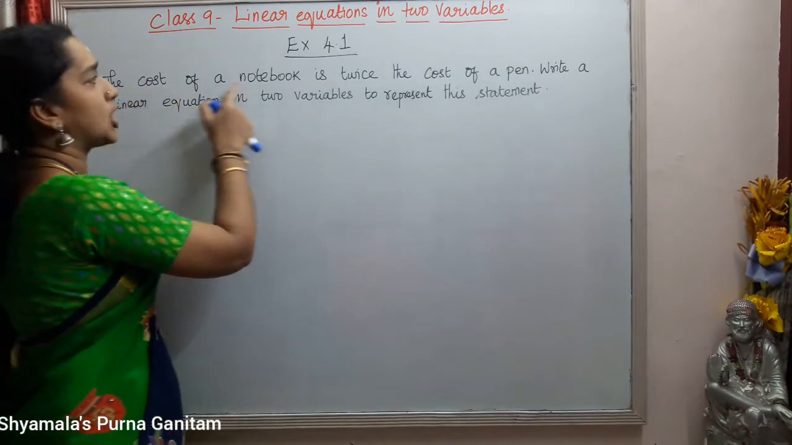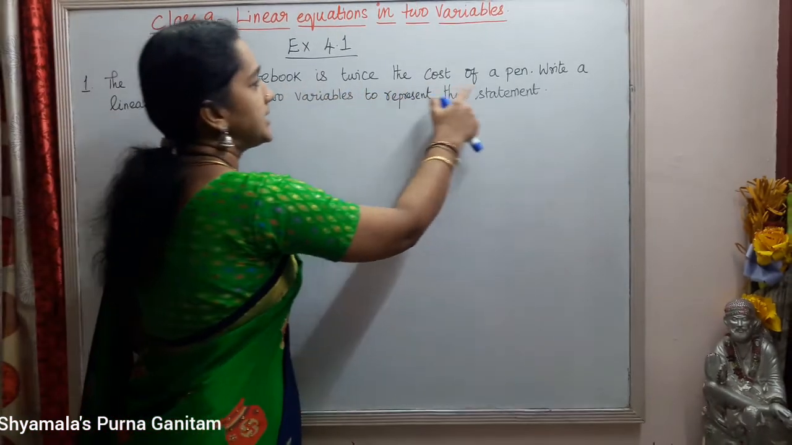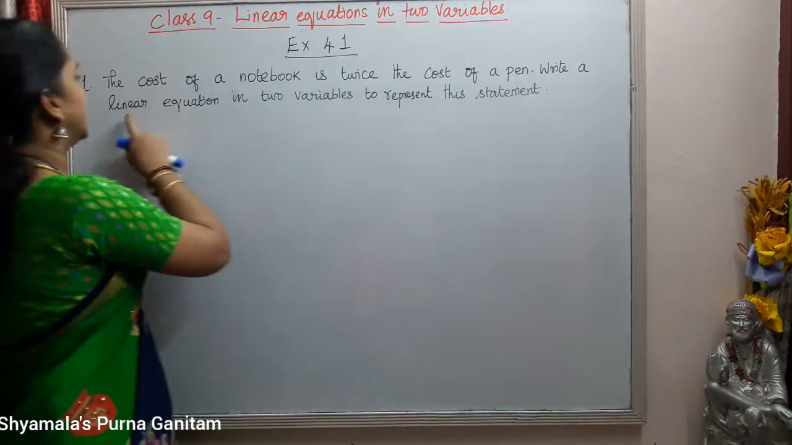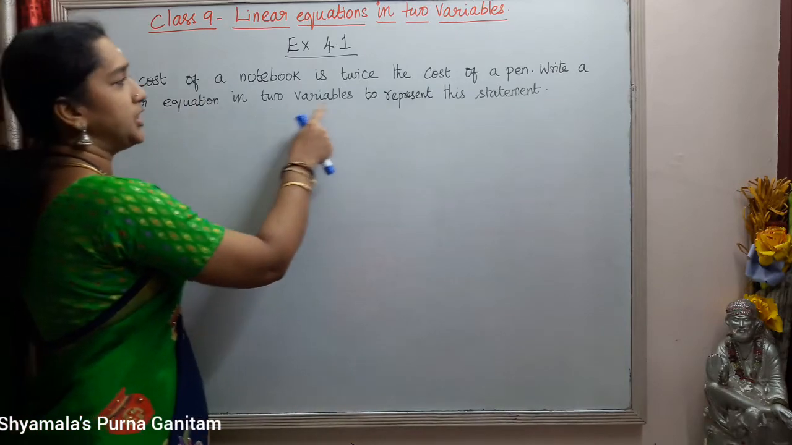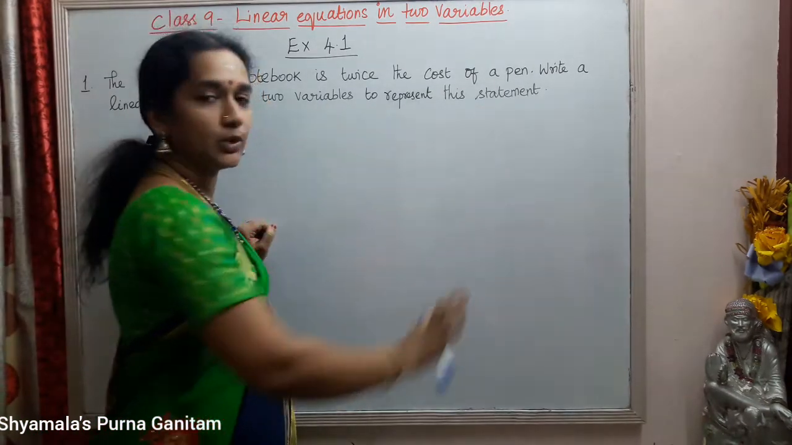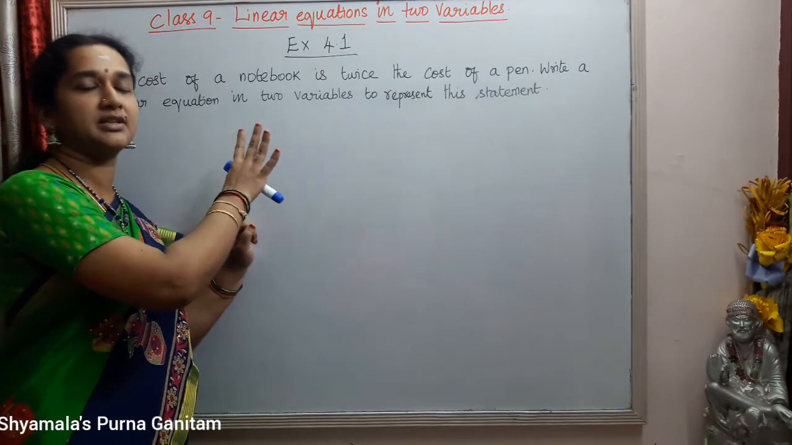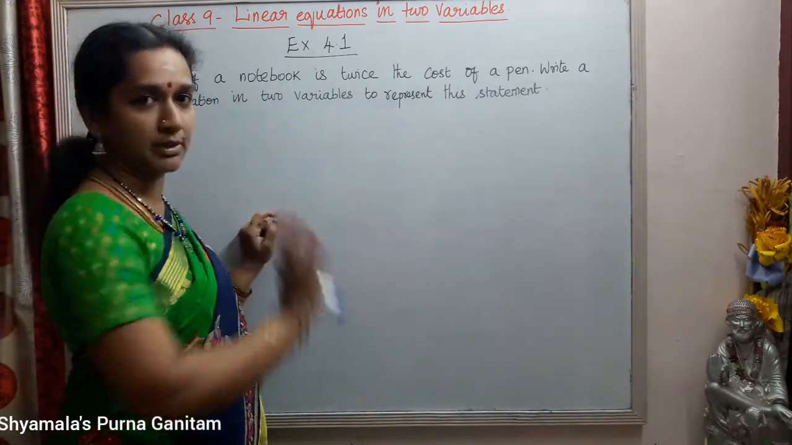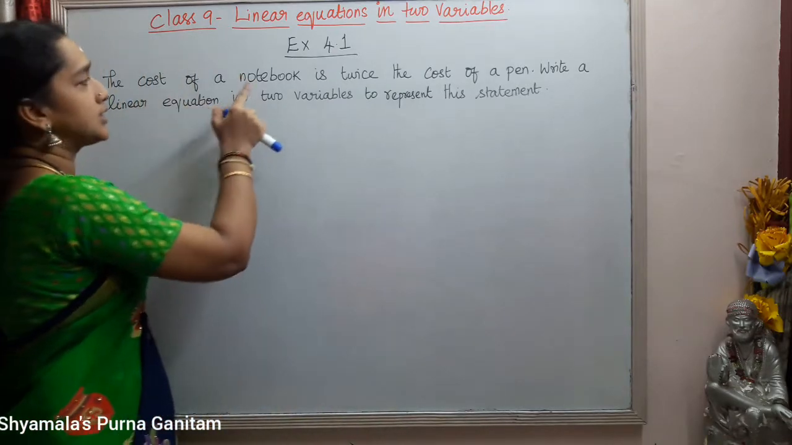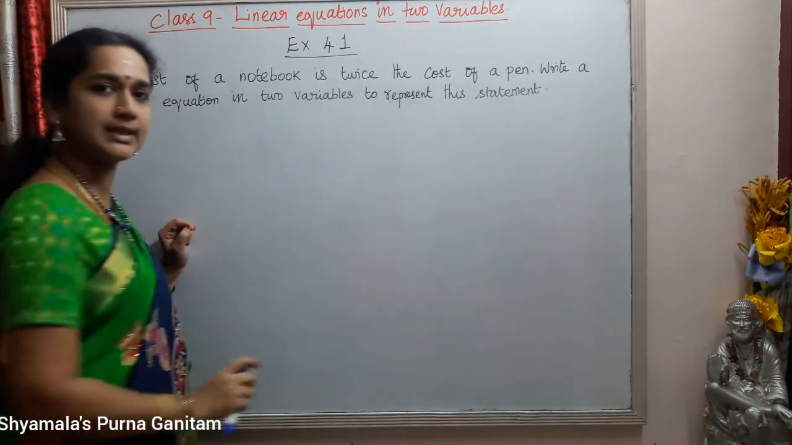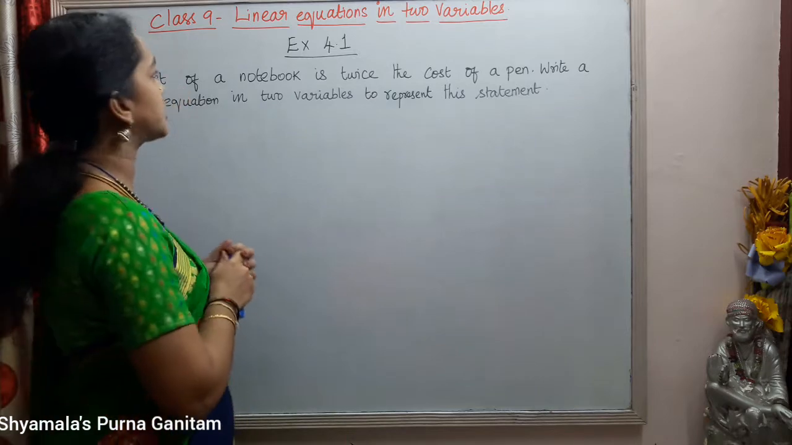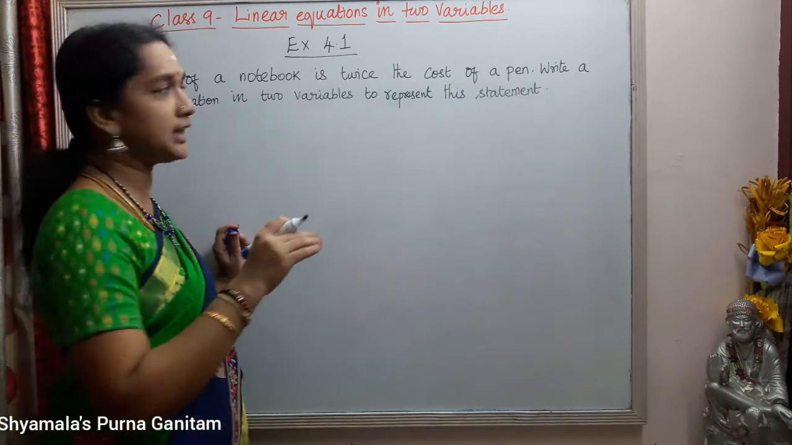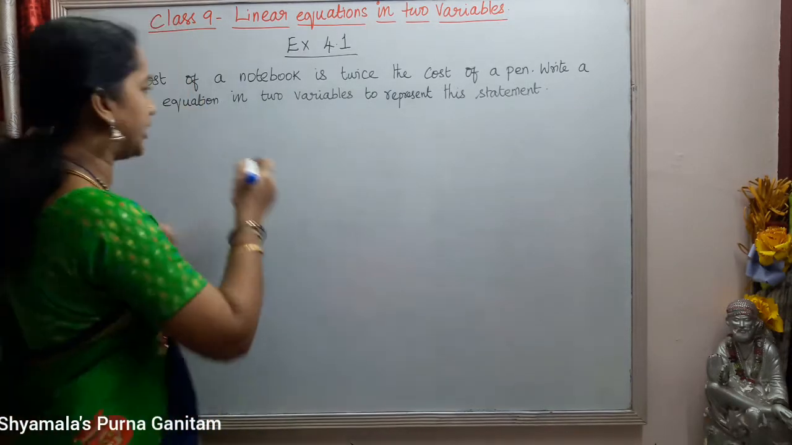First sum: the cost of a notebook is twice the cost of a pen. Write a linear equation in two variables with respect to this statement. Whatever statement is given, we are asked to write a linear equation in two variables. Here two things are given. One is notebook, the other one is pen. So we will take the cost of notebook as x rupees and the cost of pen as y rupees.